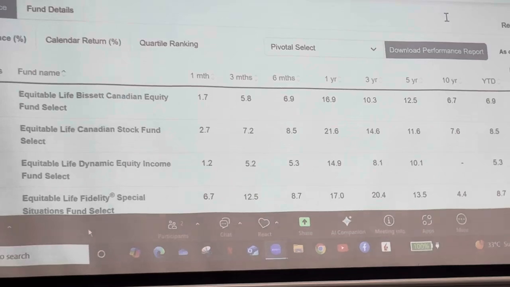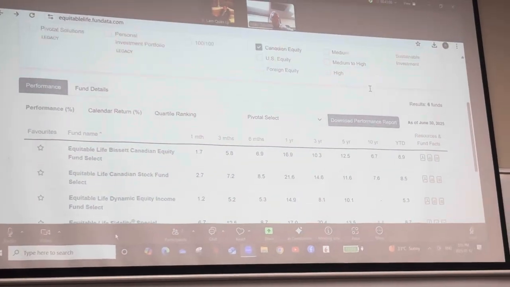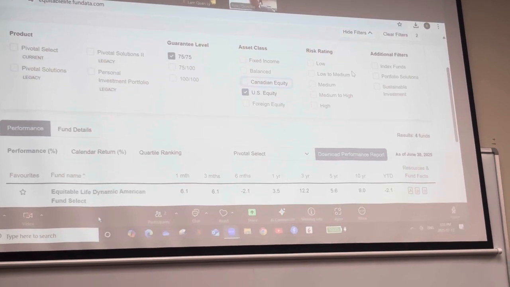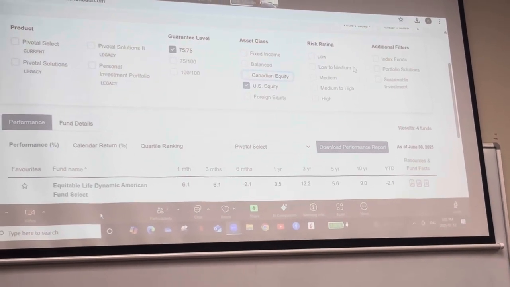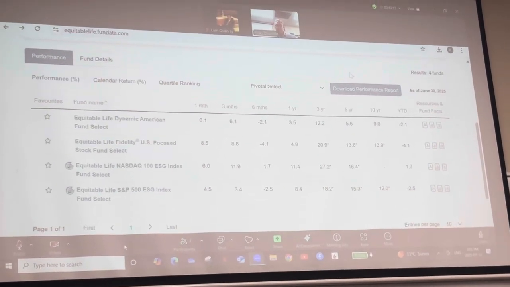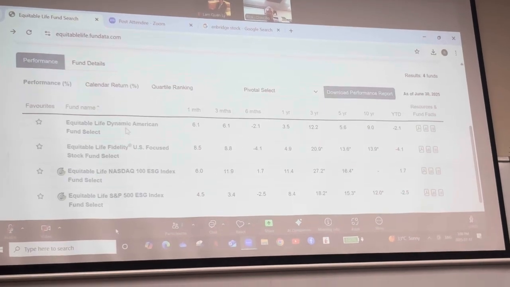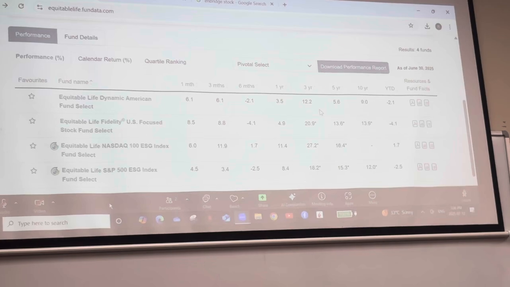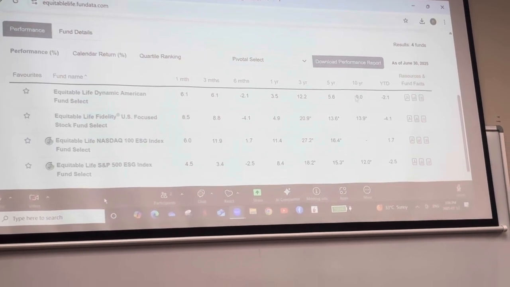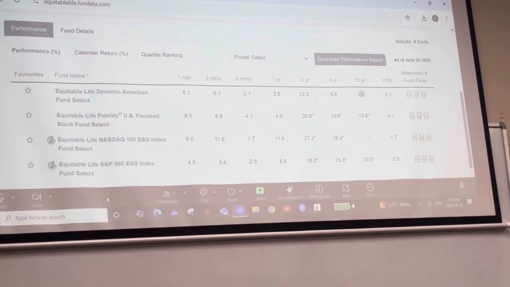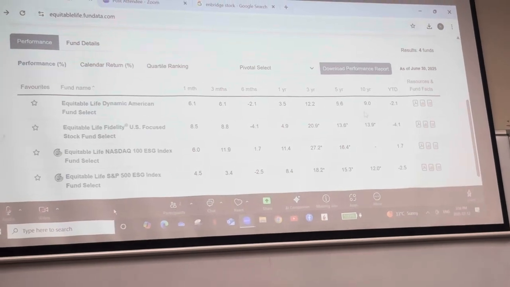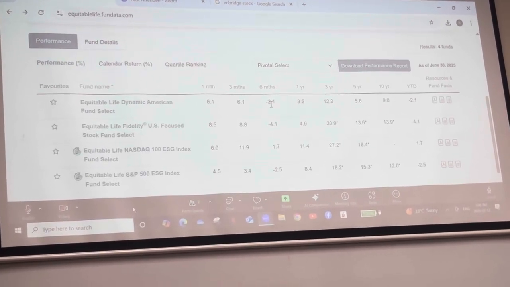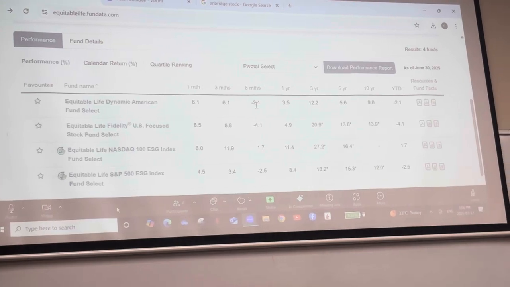But if we compare it with US, let's check the US. You can see that. Remove Canada. Equitable Life Dynamic America used to be great, but it was affected by Ukraine. But look at the 10 years, 9%. 5 years is 5.6. Year to date is negative. Okay? But if you give more time for it to recover, it will.